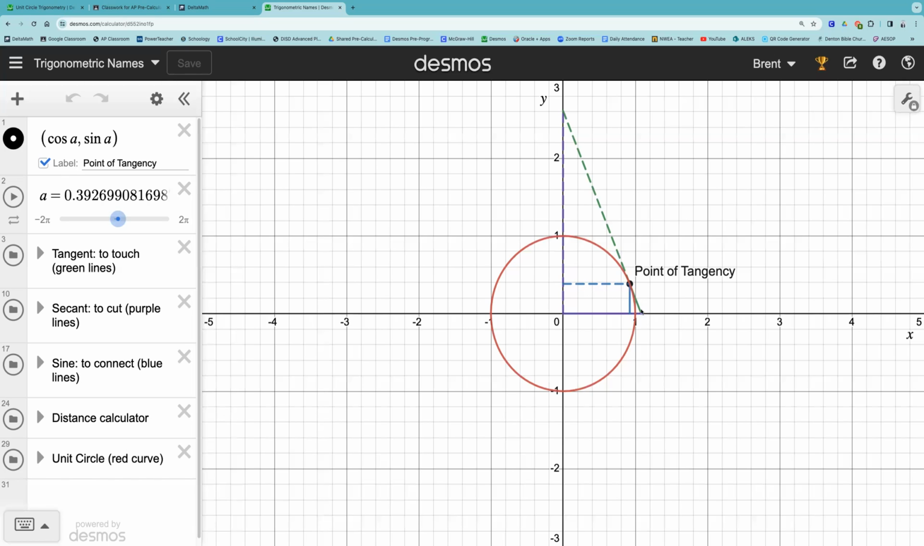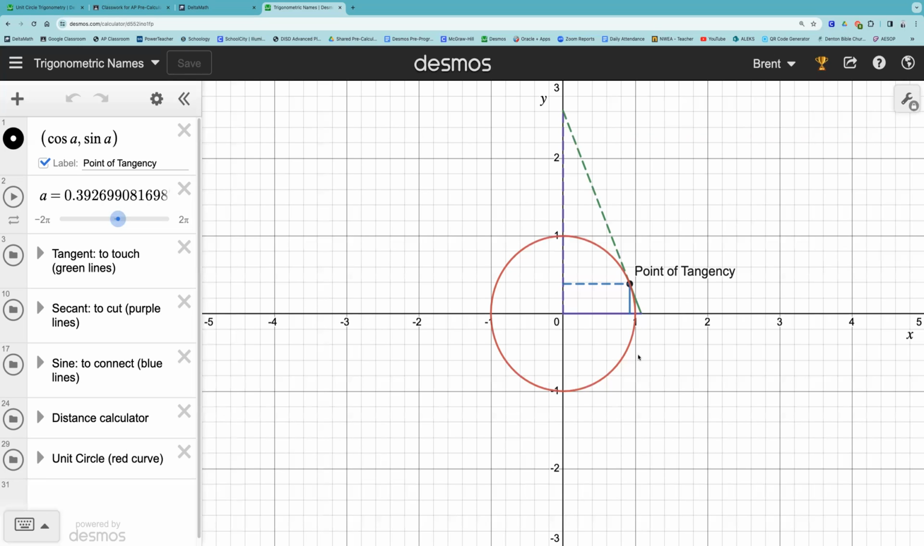So let me walk you through this again. What is this value called right here? Tangent. What is this value called? Cotangent. What's this one called? Secant. What's this one called? Cosecant. What is this one called? Sine, and this? Cosine.